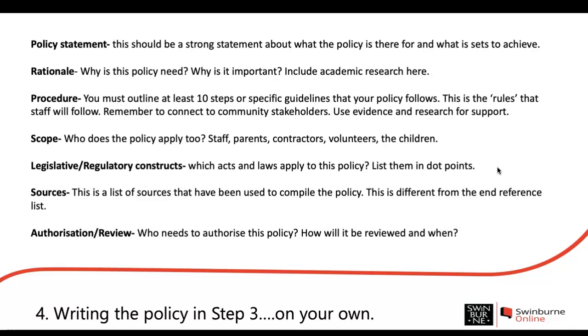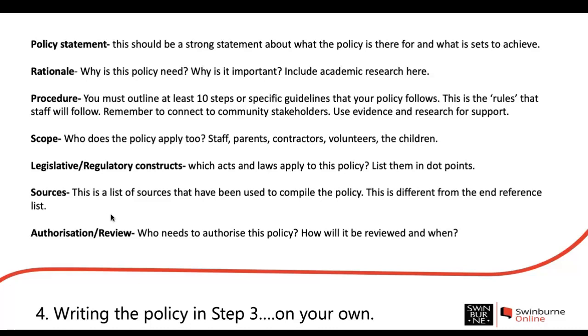So this particular group have the Privacy Act, Code of Ethics and Code of Conduct, Education and National Services Act, Information Privacy Act, Education and Care Services Regulation of 2011, and it goes on. So you're just listing the particular laws and strategies that apply to your particular procedure, and we'll walk you through that too.